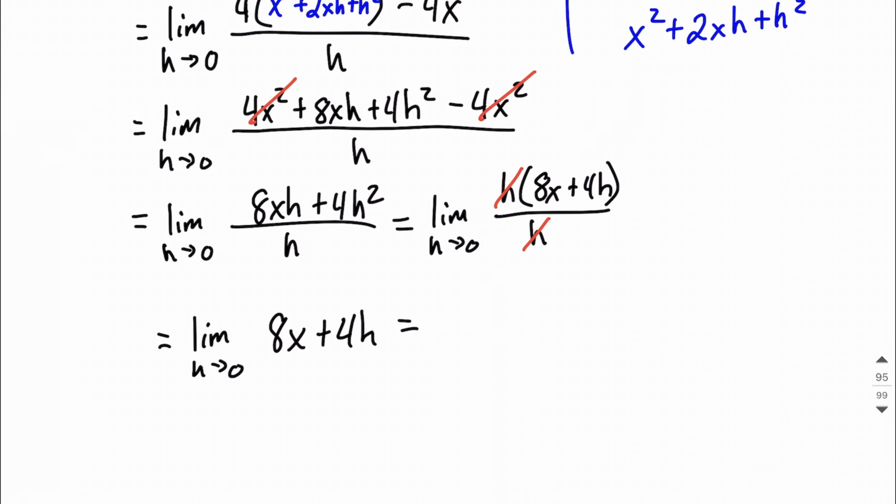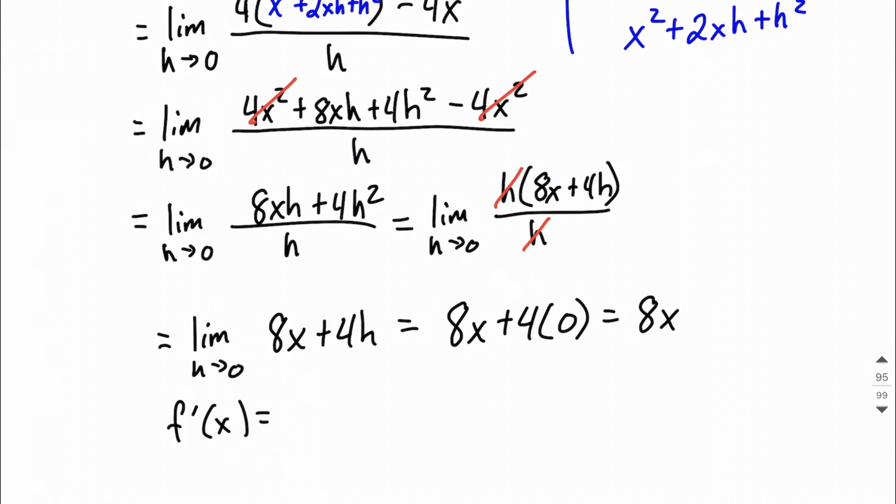And at this point, because the h is gone from the denominator, we can evaluate this limit by putting 0 in for our remaining h. So that's going to give us 8x plus 4 times 0, and 8x plus 0 is just 8x. Okay, so that's our derivative, f prime of x equals 8x. And it's a nice general form where we still have x involved, so we could evaluate this at any value of x we want to.